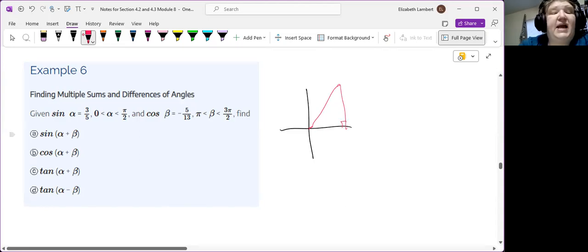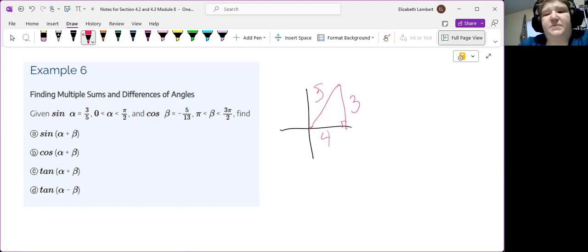And we're told that the sine of alpha is 3 over 5. So that puts a 3 here and a 5 here. And Pythagorean theorem super quick, 4. Because it's a Pythagorean triple, 3, 4, 5. All right, so let's go ahead and make sure to label our angle so we don't forget later. So we have the sine of alpha was 3/5.